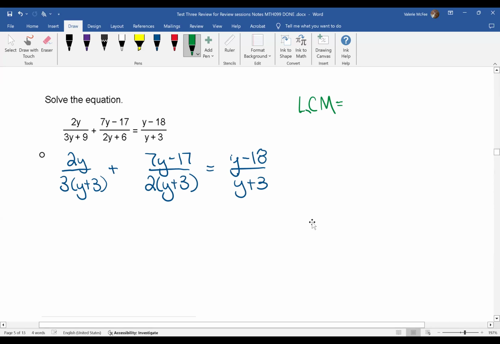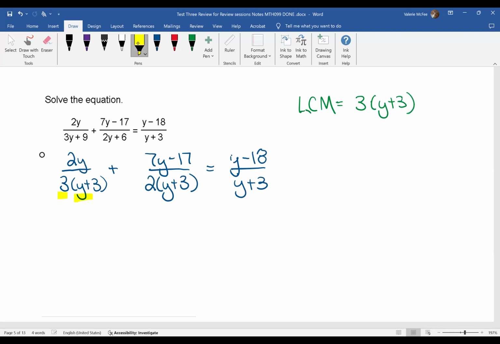When we're looking for the lowest common multiple of the denominators, we have to look at each factor. I could see that I need a 3 and a y plus 3. I also need a 2. I'll put it up there. We already have the y plus 3. So the lowest common multiple of our denominators here is 6 times y plus 3.